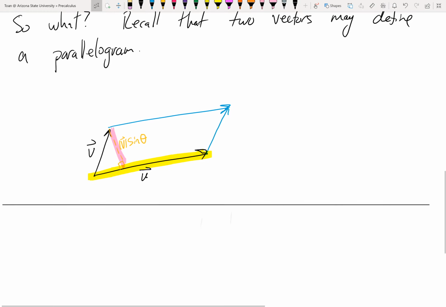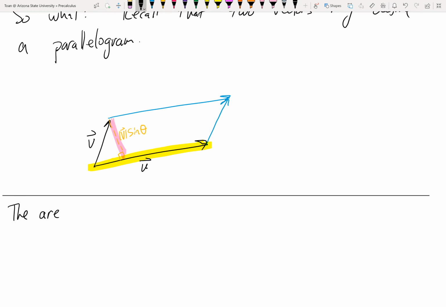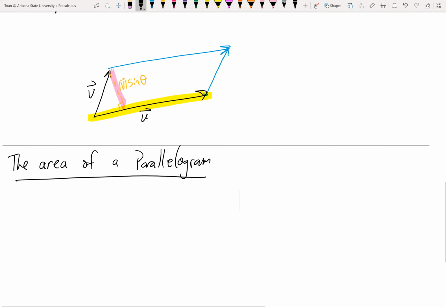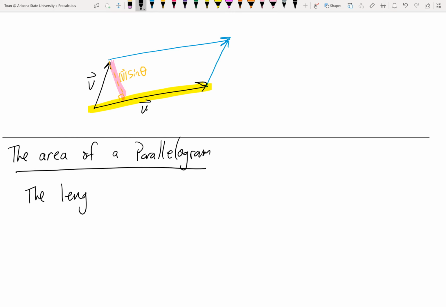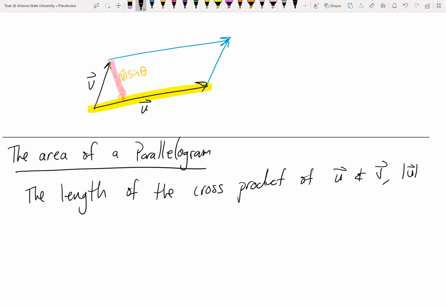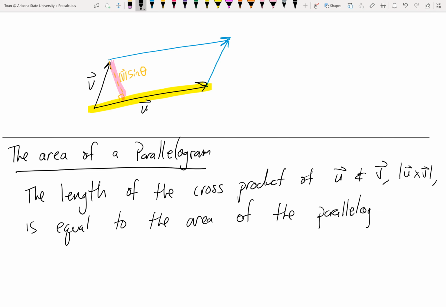So the area of a parallelogram. The idea is that the length of the cross product of u and v, symbolically looks like this, is equal to the area of the parallelogram formed by vector u and v.